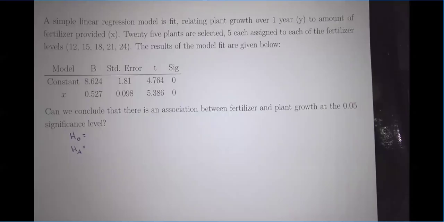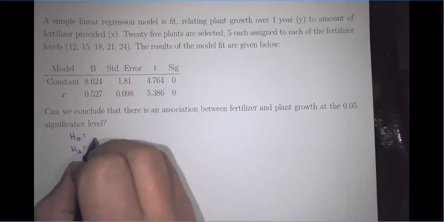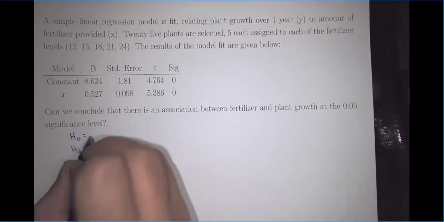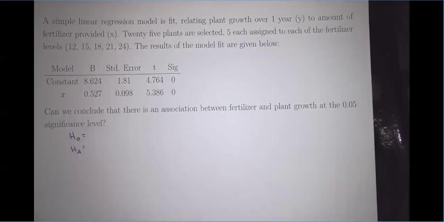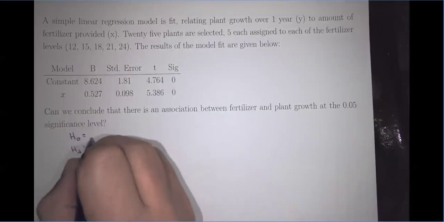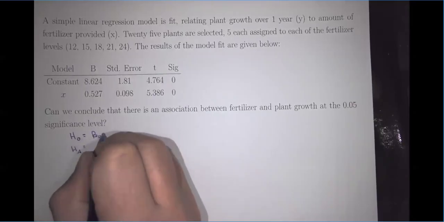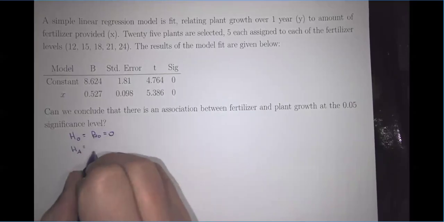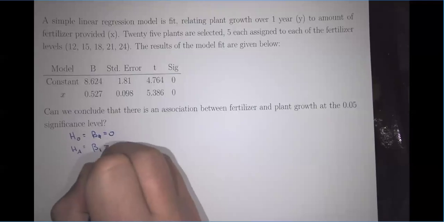So our null hypothesis here is that there's no association, right? We don't know if there's an association. The assumption is that there is none. So H naught is that beta 1 is 0. Our alternative is that beta 1 is not 0.